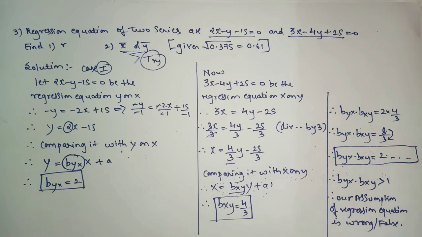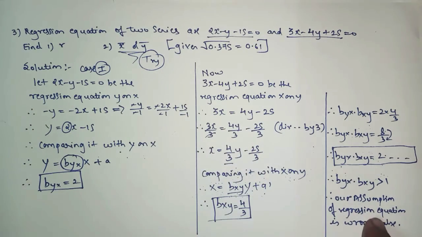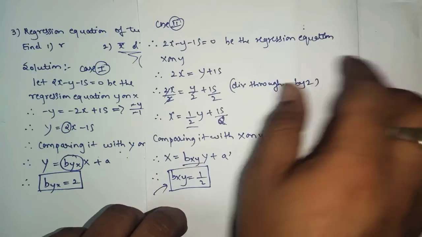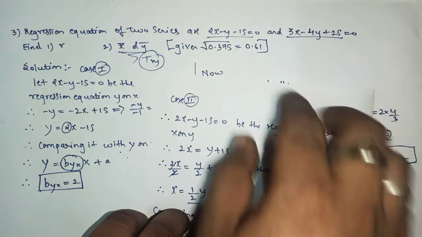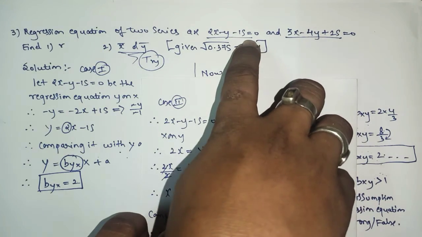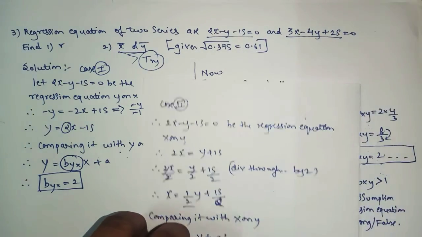Yes or no? In the first example we saw, we directly got the answer of y on x and x on y. And in the second and third examples, where we saw the two cases, in the first case the assumption was wrong. After that, we did the second case in which we interchanged the condition. So we considered the first as x on y and the second as y on x.